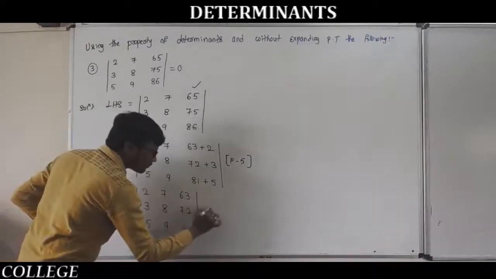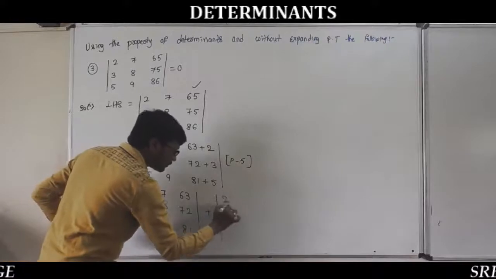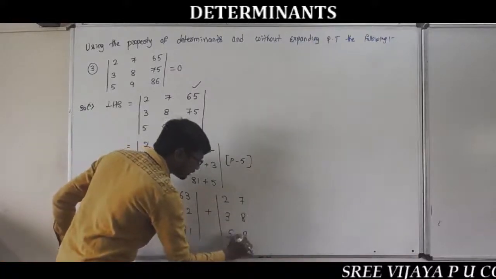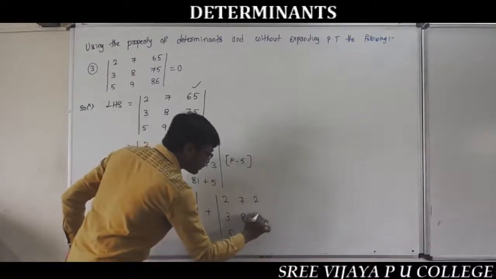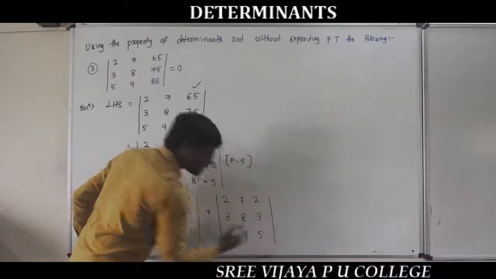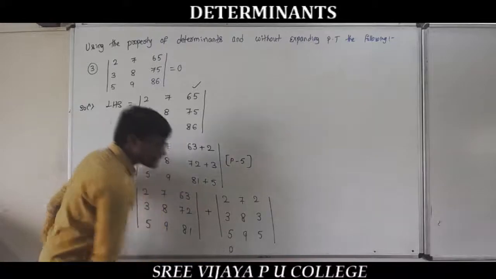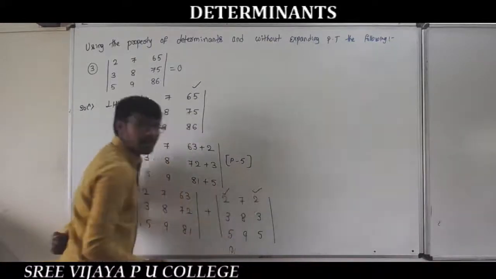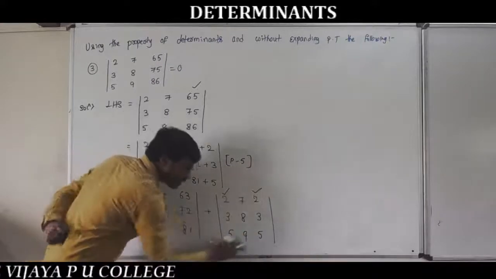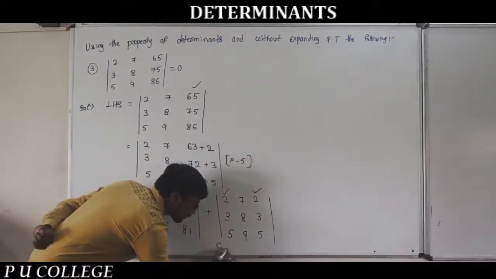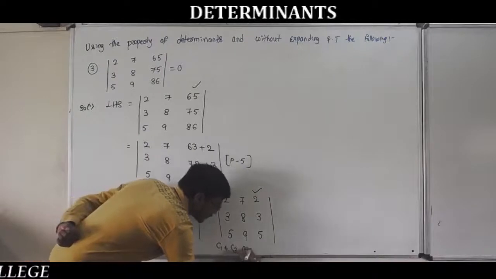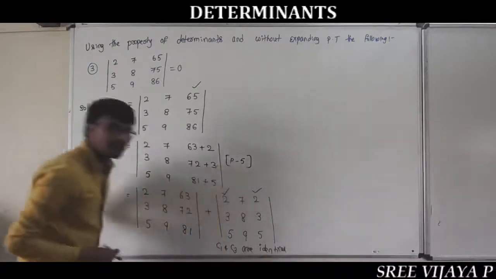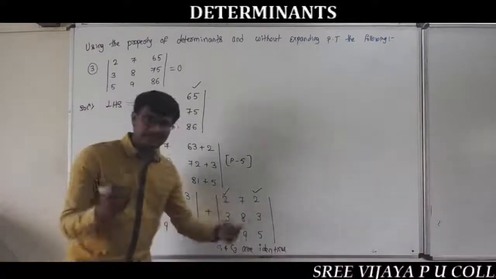Next, again plus: column 1 is 2, 3, 5, column 2 is 7, 8, 9, column 3 is 2, 3, 5. For this, the answer is 0. Why is this 0? Because column 1 and column 3 are identical. Here 2, 3, 5, and here also 2, 3, 5. The reason is column 1 and column 3 are identical. So this entire determinant is 0.